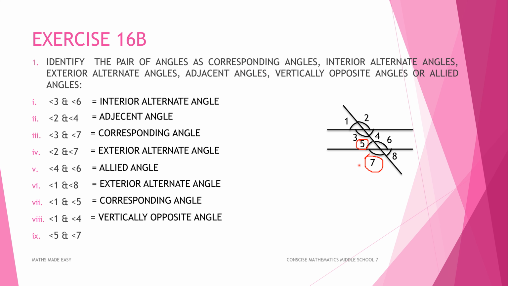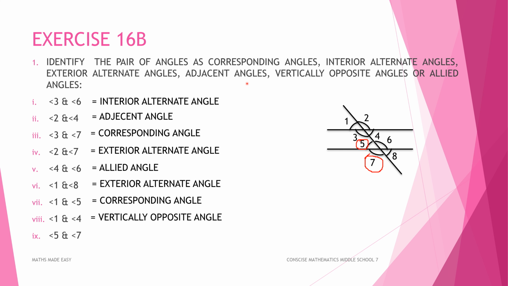So it is adjacent angle. It is next to each other. See, even in this 2 and 4, 2 is exterior and 4 is interior, right? And there is no angle between them. It isn't separated by anything. Adjacent means just next to each other. Nothing should come in between them, right?